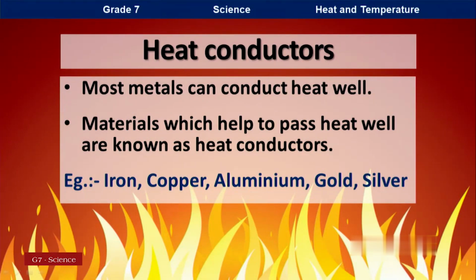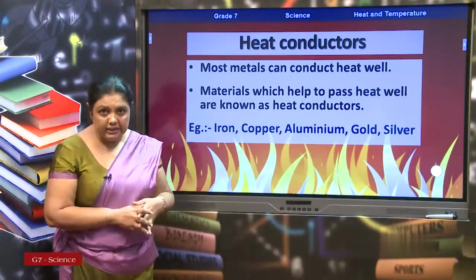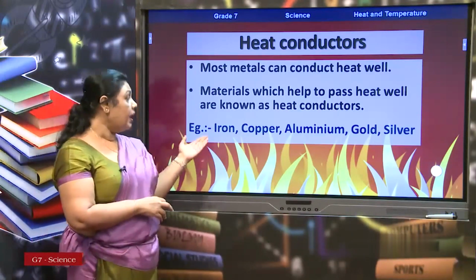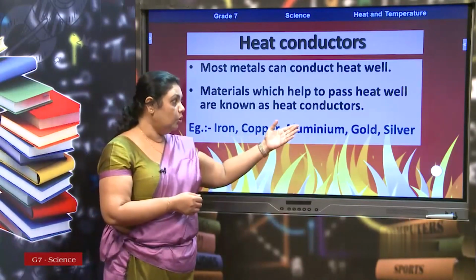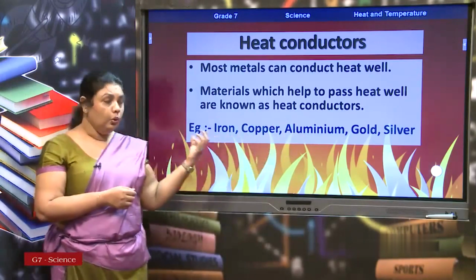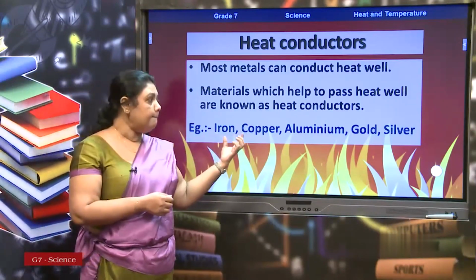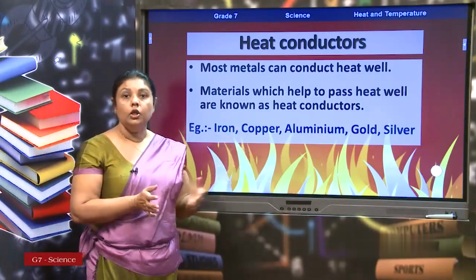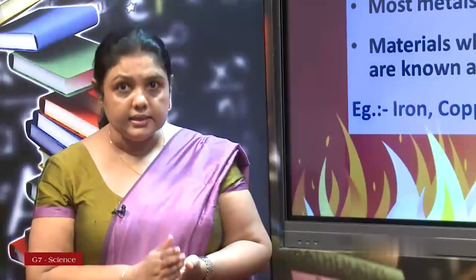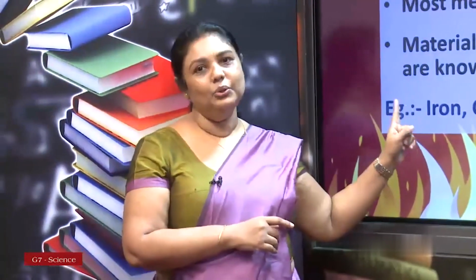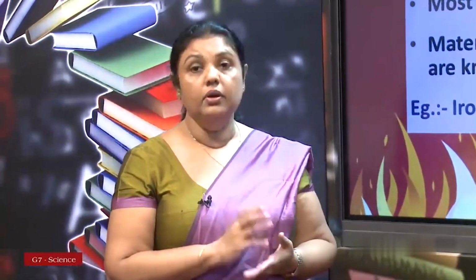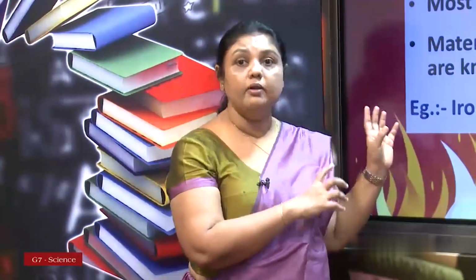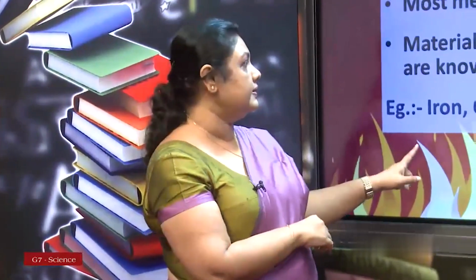We see some examples given there. Some of the materials you may be really familiar with, it does not matter. We will see iron, iron you know very well, copper, aluminium, gold, silver. These can pass heat very well. If your intention is to pass heat, then you have to use these materials. Simply that. So, these materials allow heat to pass through. That is why we call them heat conductors.